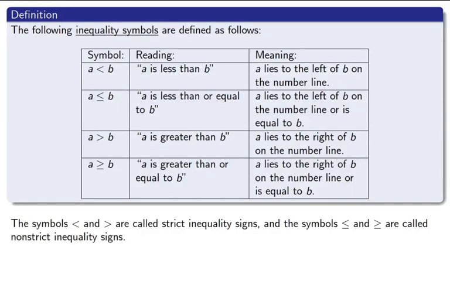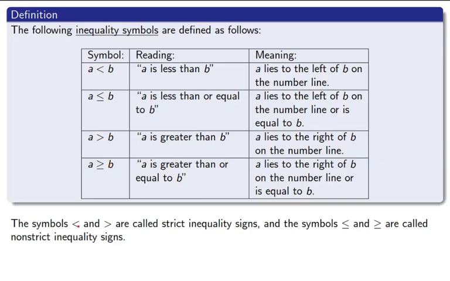Let's continue. So these are the inequality symbols that you're probably very familiar with. So the inequality symbols are the less than symbol, the less than or equal to symbol, the greater than symbol, and the greater than or equal to symbol. So they simply mean that the smaller number is to the left for less than. The smaller number could be to the left or at the same place for less than or equal to. This one means the smaller number is on the right, or the smaller number on the right or equal for the greater than or equal to.